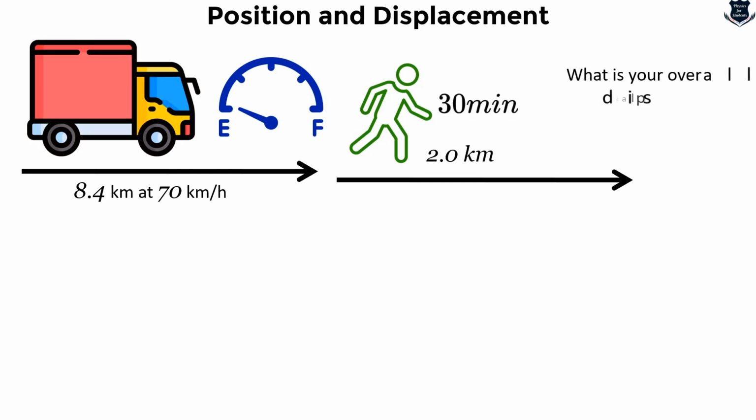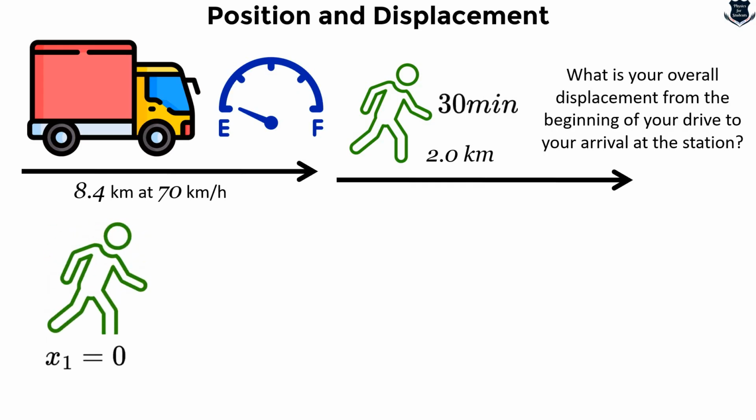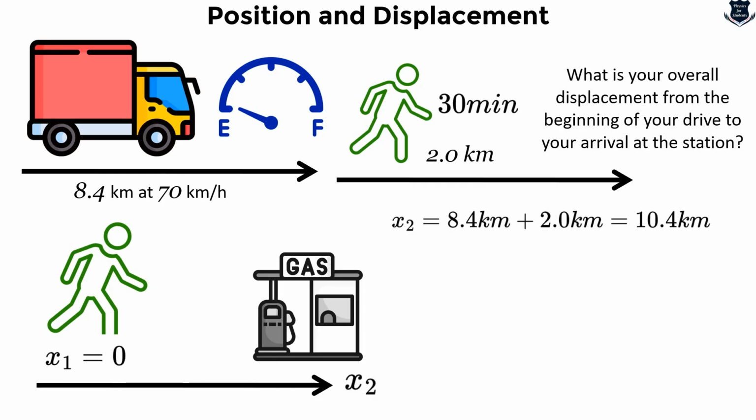The question is: what is your overall displacement from the beginning of your drive to your arrival at the next gasoline station? To solve this problem, we assume for convenience that you are moving in a positive direction. First you start at x equals 0, and then you move to x equals 2, which is at the gas station. So the second position must be obviously this one. The path would be 8.4 plus 2, which is the total. It equals 10.4 kilometers.